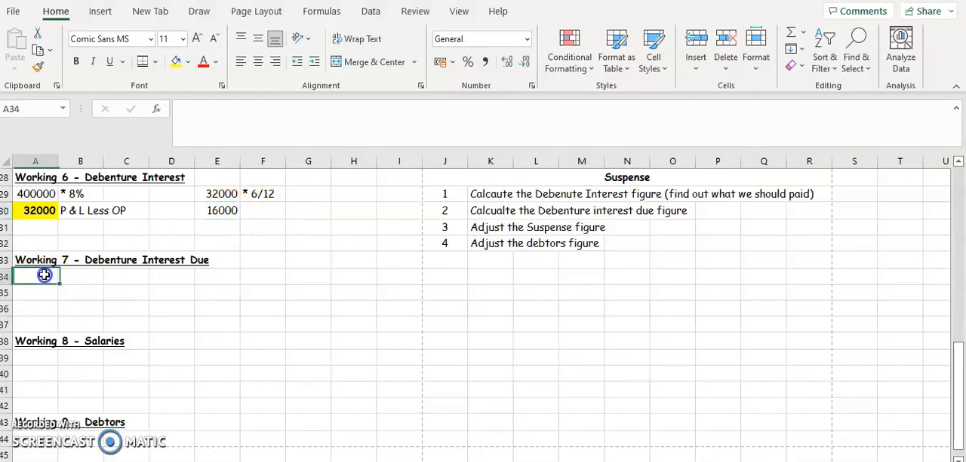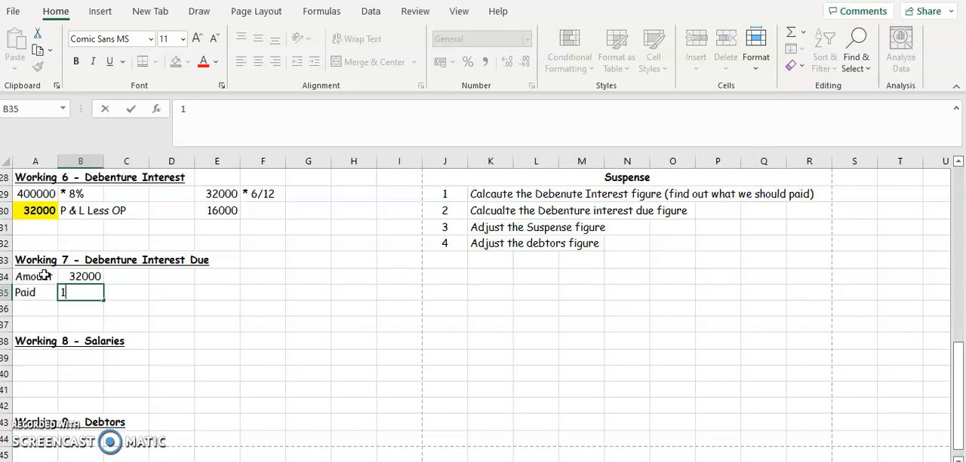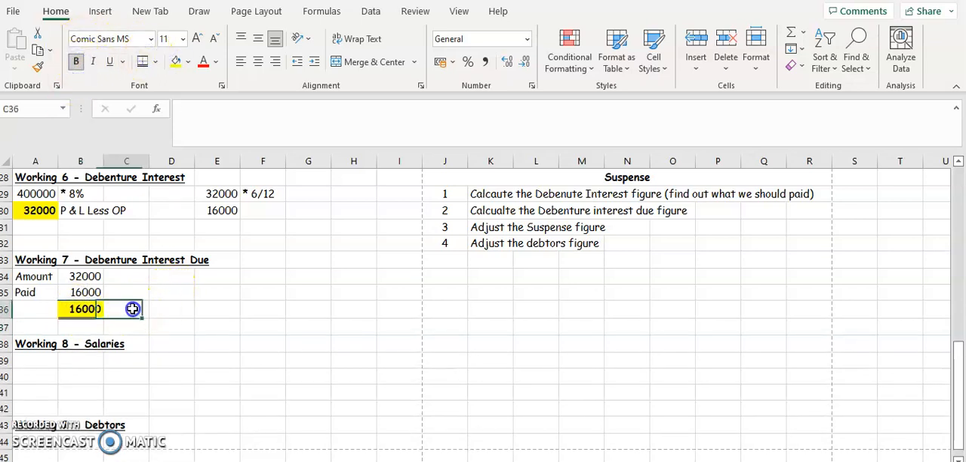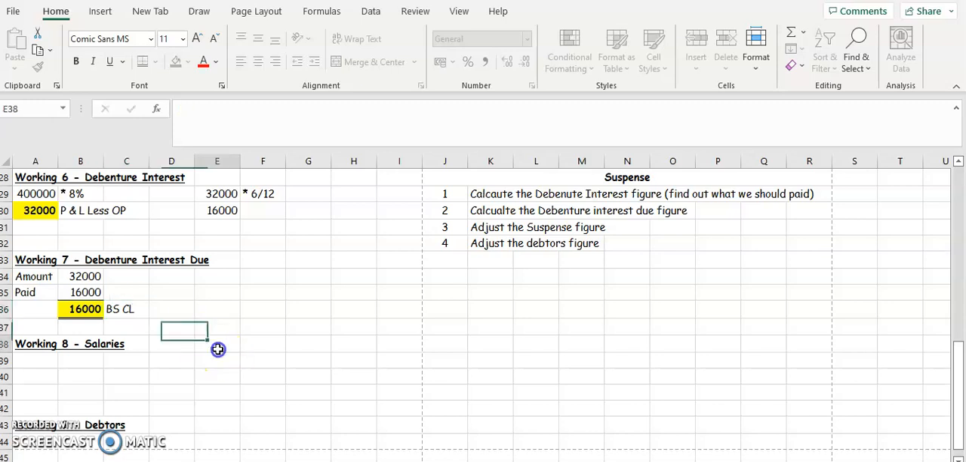If you look at our debenture interest due, the amount that we need to pay is 32,000. How much did we pay? We paid 16. So what we have left to pay is the difference between the two, and that's going to be 16. That's going to be your amount due, and that's going to go into your balance sheet as a current liability.